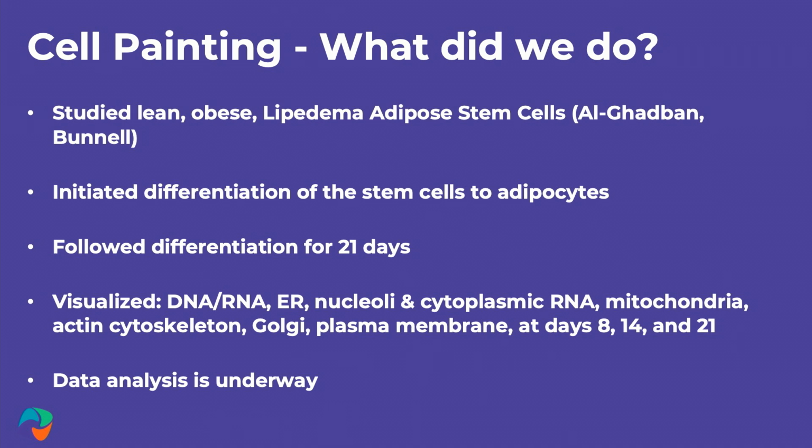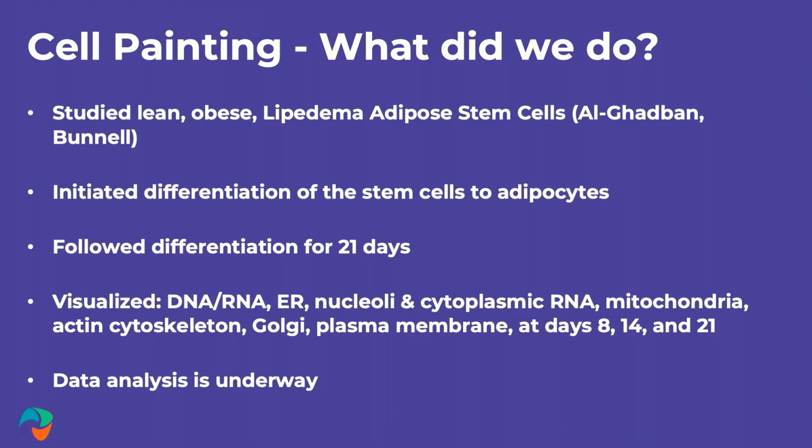We initiated differentiation of these cells to adipocytes. Remember, these adipose stem cells, they're called adipose stem cells, but they're actually mesenchymal cells that can make many, many different lineages. They can make bone, they can make vascular tissue, they can make cartilage, they can make many different tissues. We are using a protocol that makes them turn into adipocytes. And then we're asking, are there ways in which lipedema adipocytes are different from obesity adipocytes or from lean adipocytes?